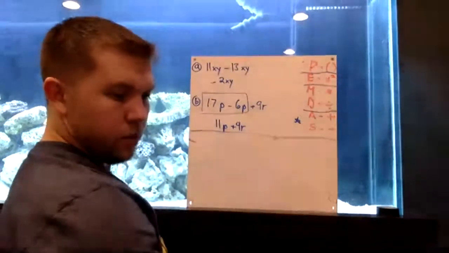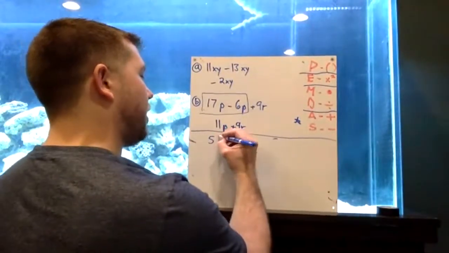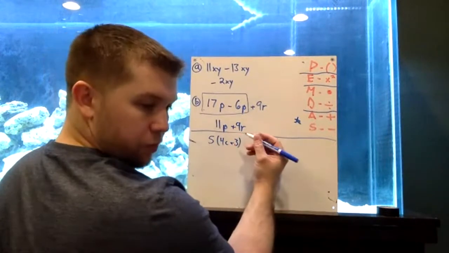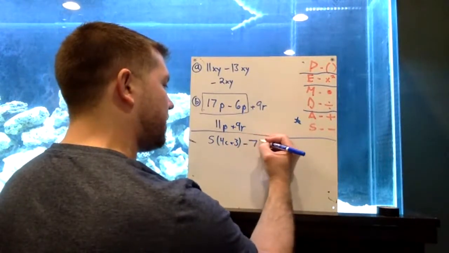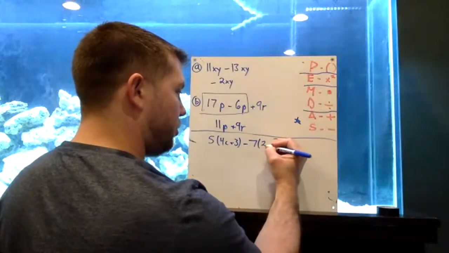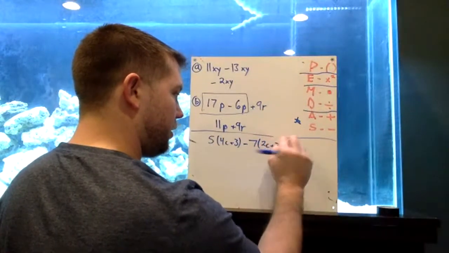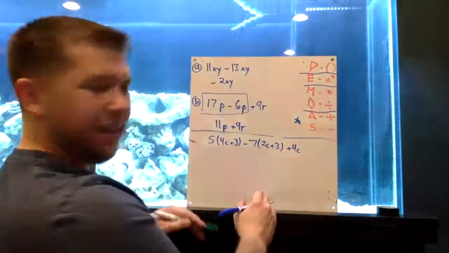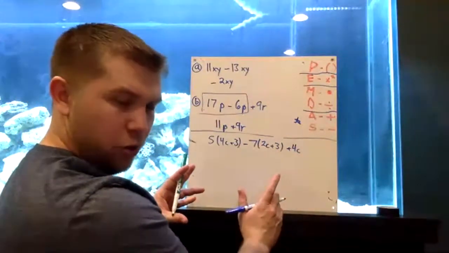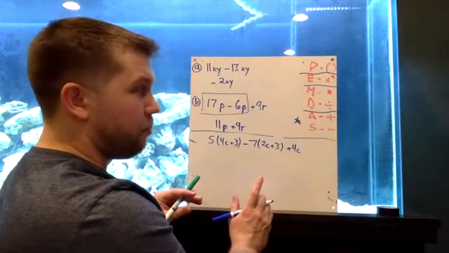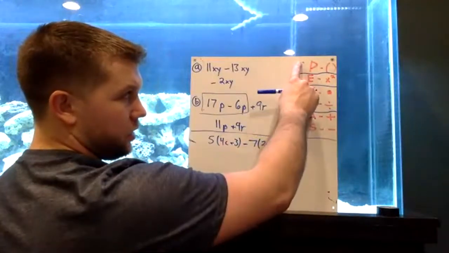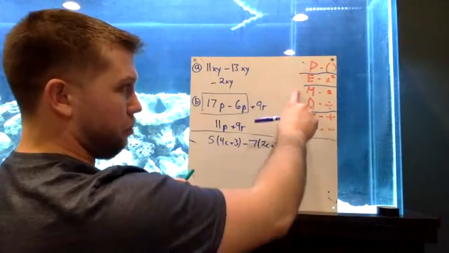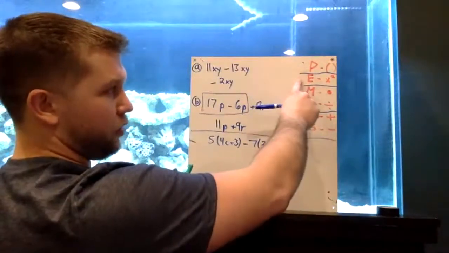Okay. So I have 5 times 4c plus 3. I'm subtracting 7 times 2c plus 3. Okay, and then I'm adding 4c. So we've got a lot of c's here that we can use, and we can combine like terms. But again, if we can't do what's in the parentheses, then we have to distribute to get rid of the parentheses so that we can then multiply. We can't move on to these steps until we've dealt with these.